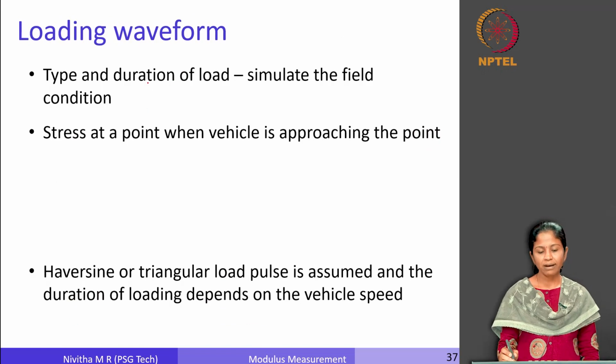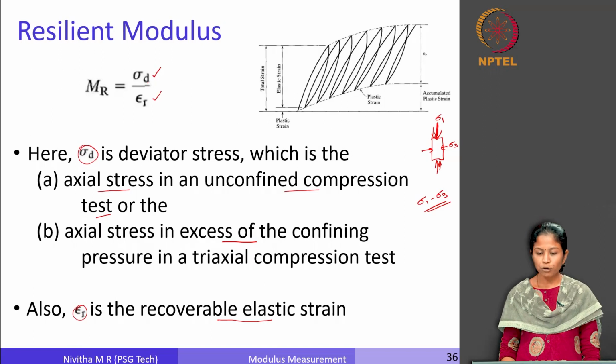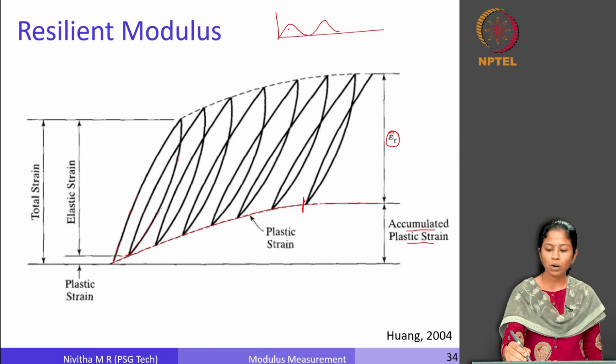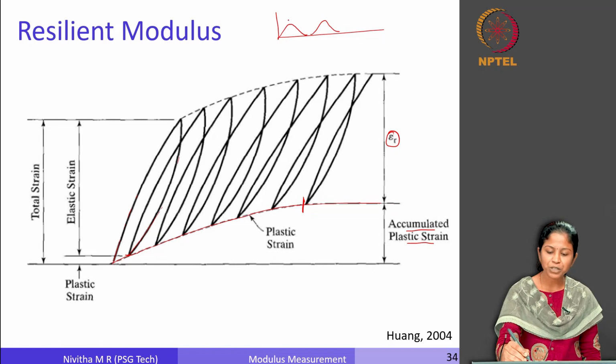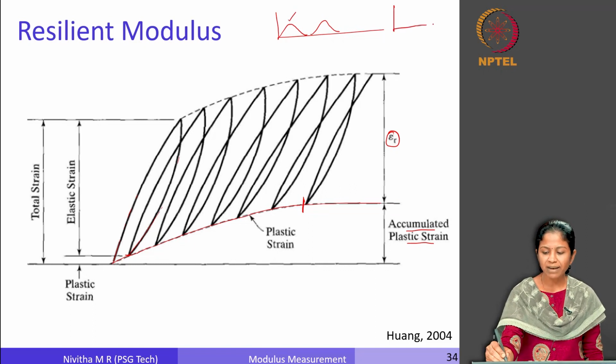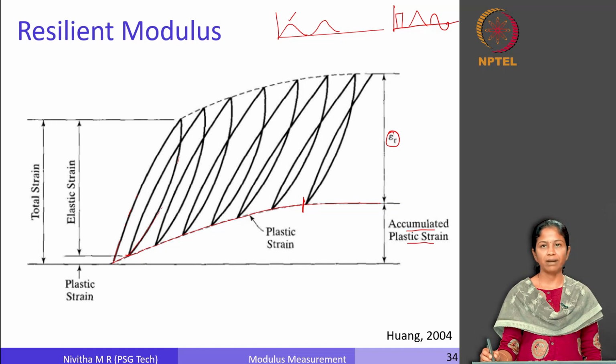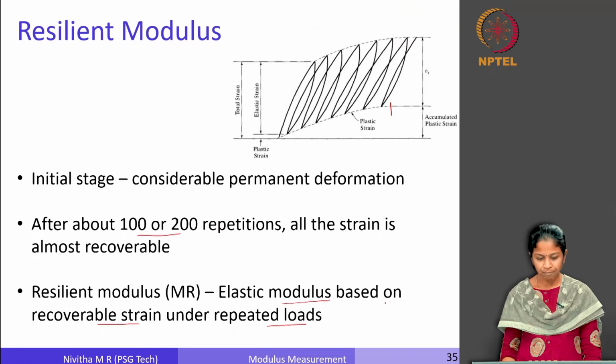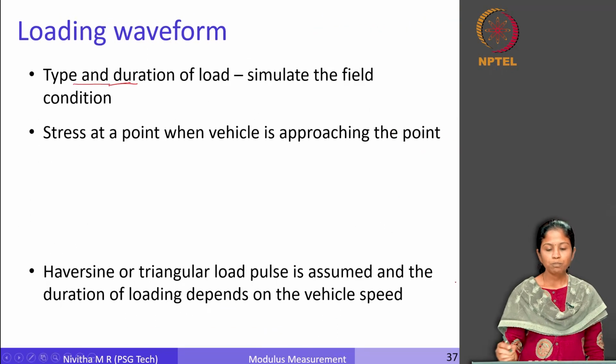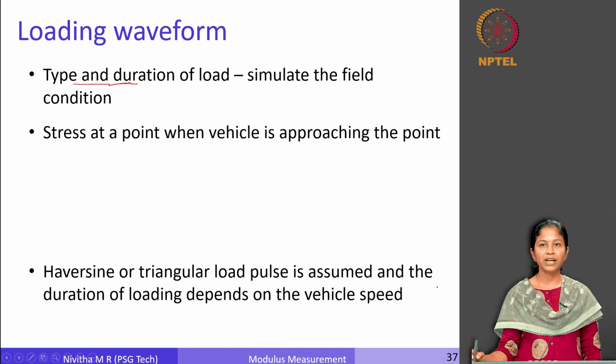Now what is the loading waveform that we have to use for this test? A few slides back I was telling you that we apply a load like this. Why should we apply a load like this? There are many ways in which I can apply a loading waveform. I can do something like this, or like this, or like this. There are many different load forms that I can apply and find out the corresponding strain value. So what is the significance of this kind of loading, or what is the appropriate type of loading that we should apply? The type and duration of load should be chosen such that it simulates closely the field condition.